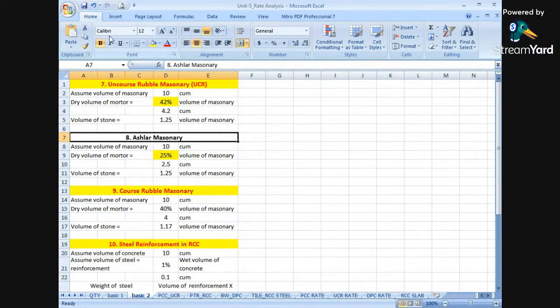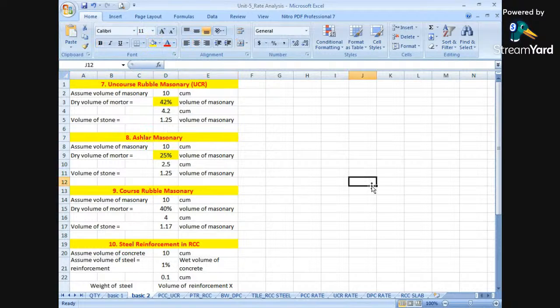Next is ashlar masonry. How to find out the quantity again? The thumb rule used for this is 25% of the volume of masonry. Here we have taken 42%, and here we have taken 25%. Why is less quantity required for ashlar masonry? What is the reason behind this? We are using 42% for coarse rubble masonry, but for ashlar masonry only 25%.